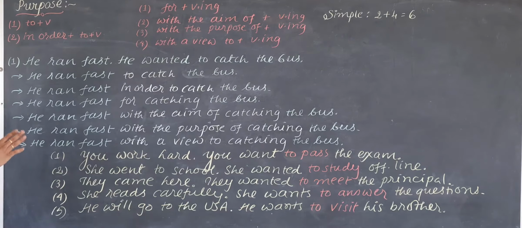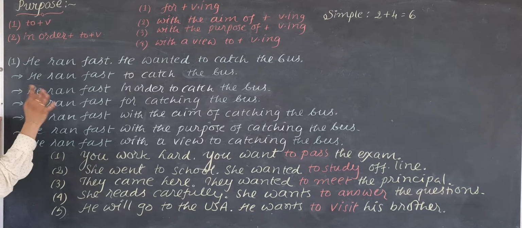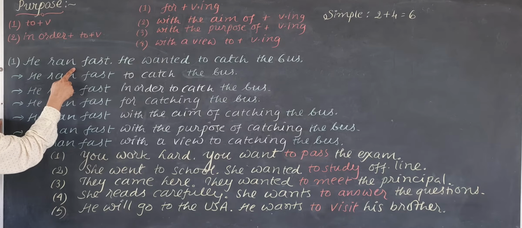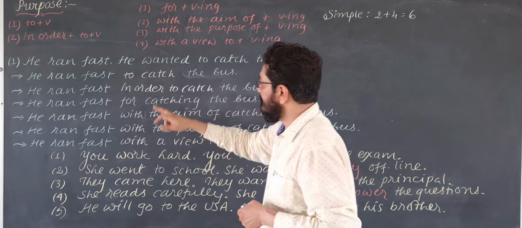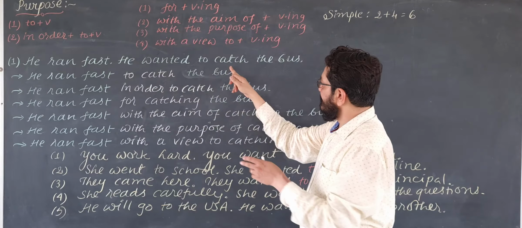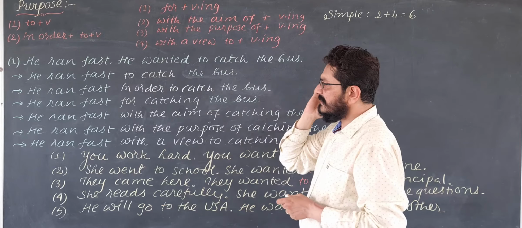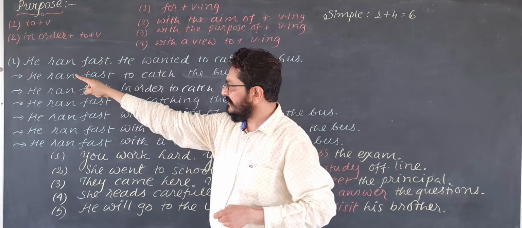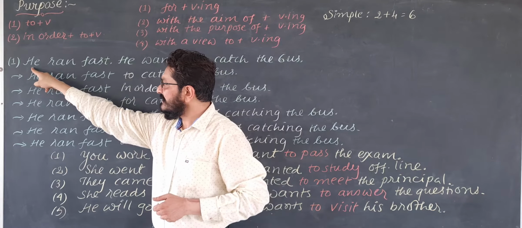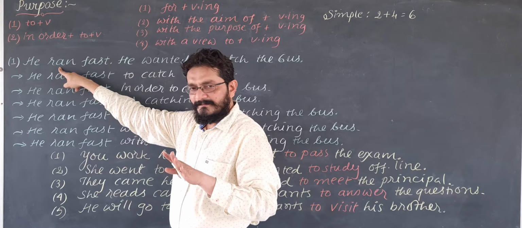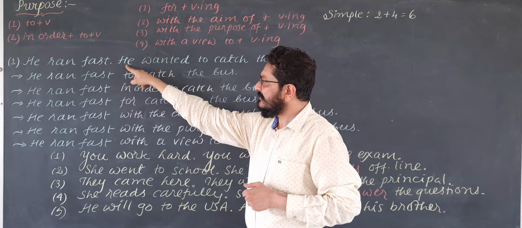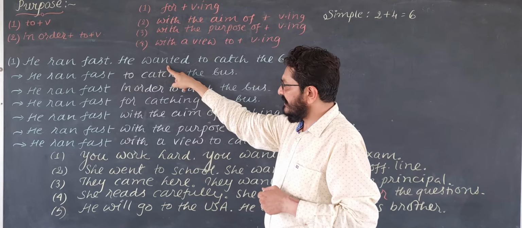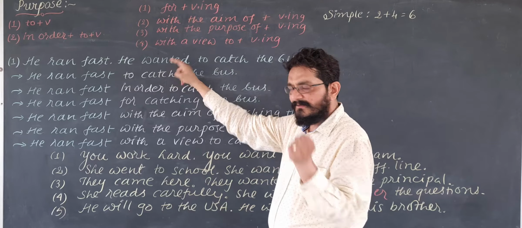See, here is an example. He ran fast. This is a simple sentence. He wanted to catch the bus. This is also a simple sentence. Why is this a simple sentence? Because here is only one subject and one finite verb. It is also simple because here is also one subject, one finite verb.